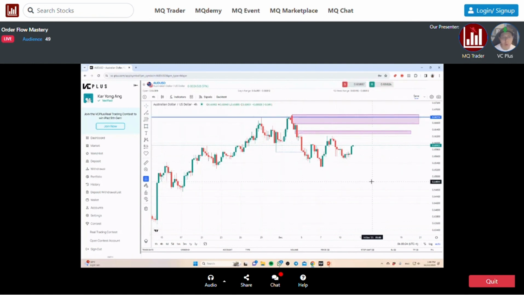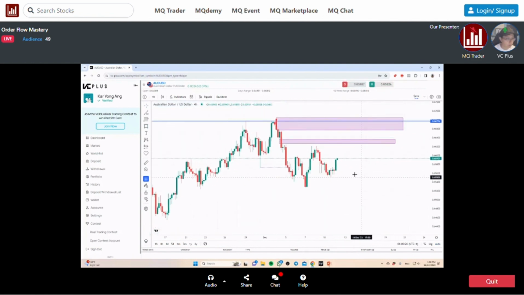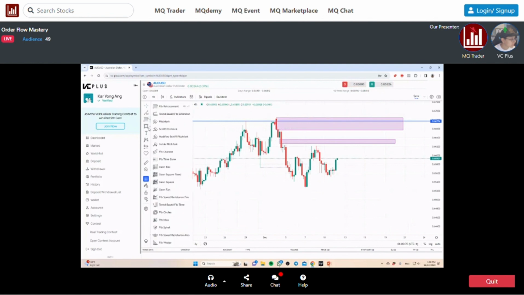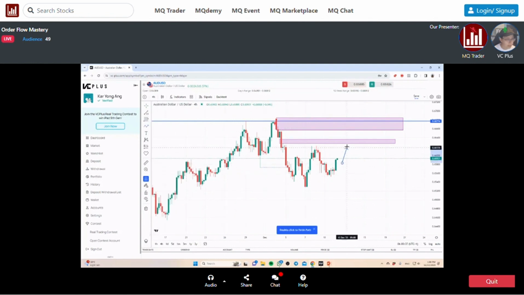Okay, so what are we expecting right now? Okay, we'll be looking at a potential sell trade if the market actually does a pullback. If the market actually does a pullback towards the supply zone, we'll be looking for a sell.